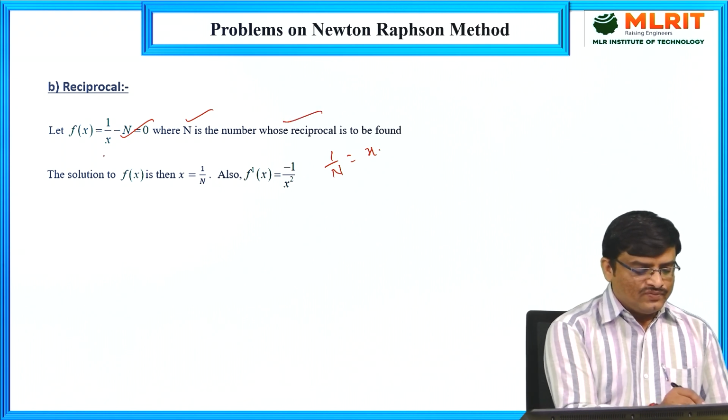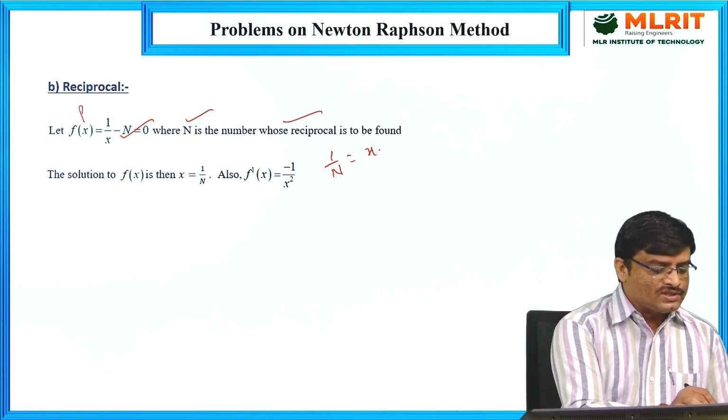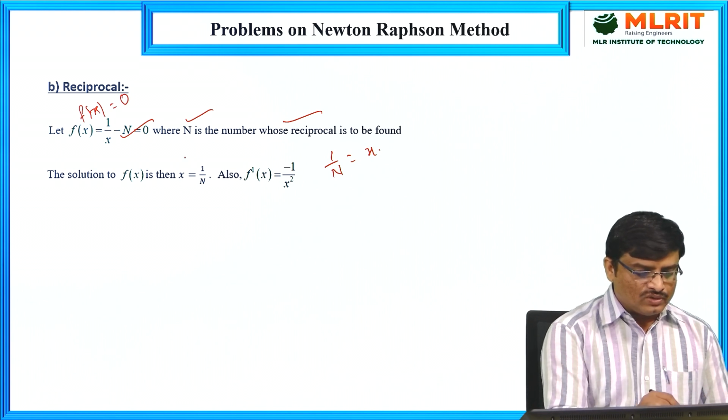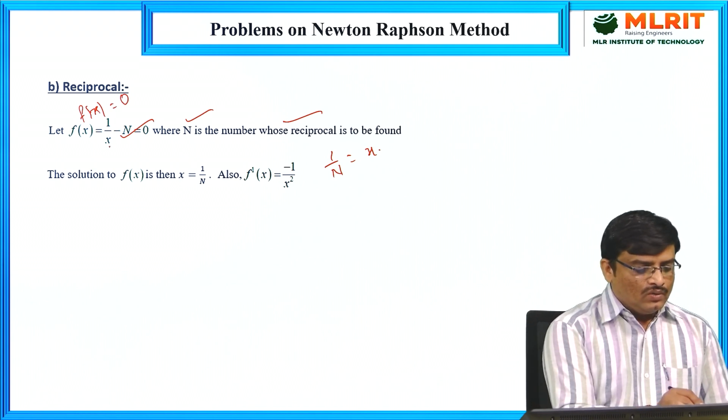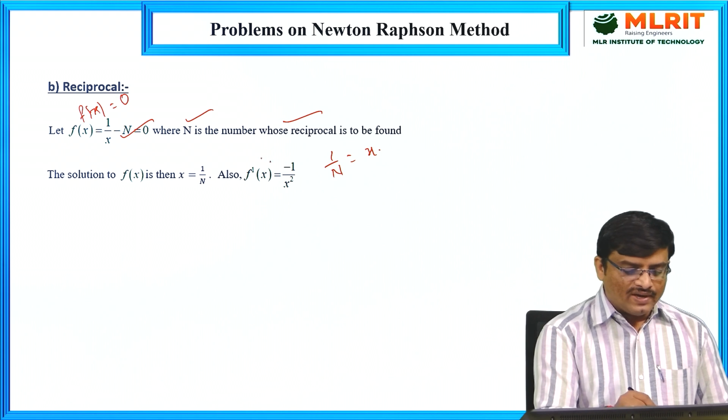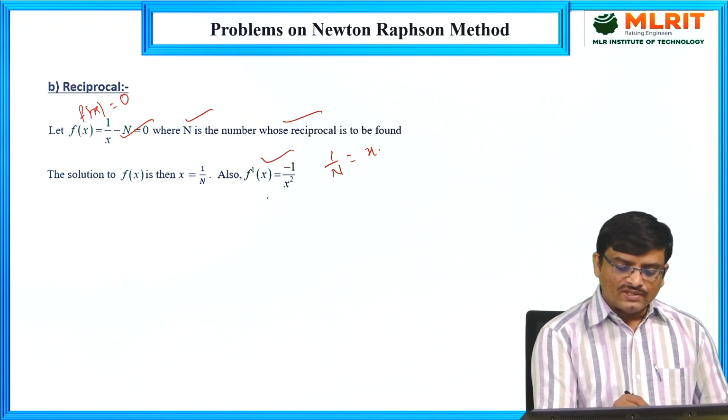If we compare this with the standard form f of x is equal to 0, you will get f of x is equal to 1 by x minus n. Now find the derivative: f dash of x is equal to minus 1 by x square.